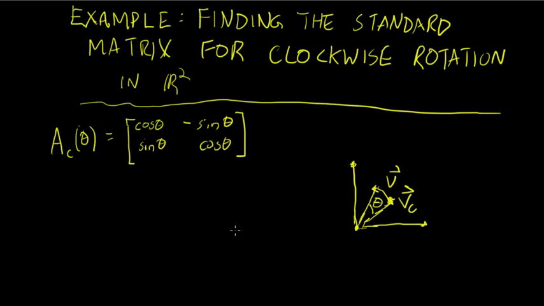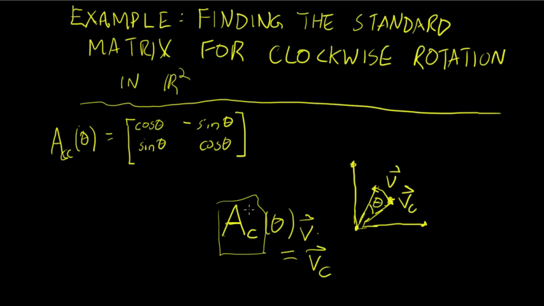We want to find the matrix A sub c of theta. Well, this should be A sub cc, but here we want to find the matrix A sub c of theta, such that if we left multiply v by that matrix, then we end up with this new vector v sub c. So in this video, we're going to be figuring out what this matrix A sub c is.